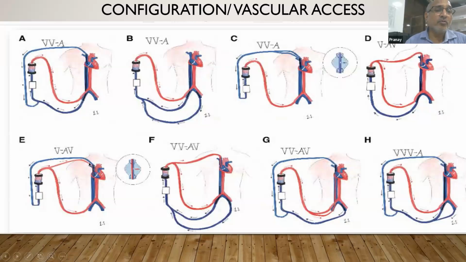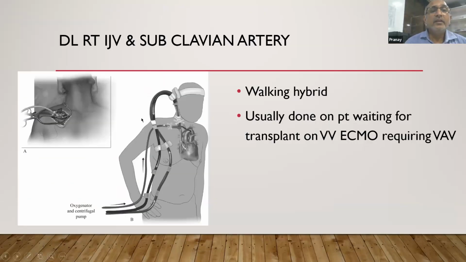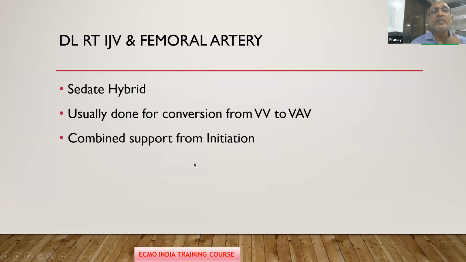You can use a double lumen jugular, drain from one end, and return through the return cannula and the femoral artery. So these are different combinations you can use for cannulations. The advantage of the IJV plus subclavian, as I told you, is it becomes a walking hybrid, and this is usually done when the patient is waiting for a transplant. So this patient can be mobilized easily. If you are using the femoral artery, mobilization becomes a little difficult. It's not that you can't mobilize, you can still mobilize, but there are some limitations in mobilizing the patient.